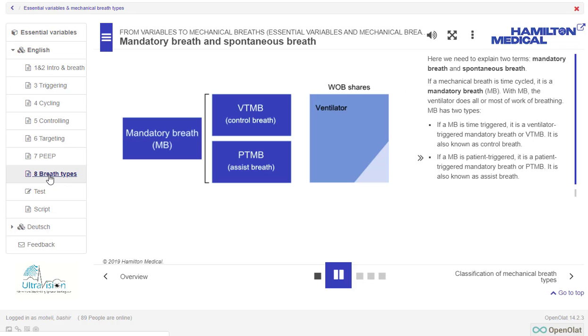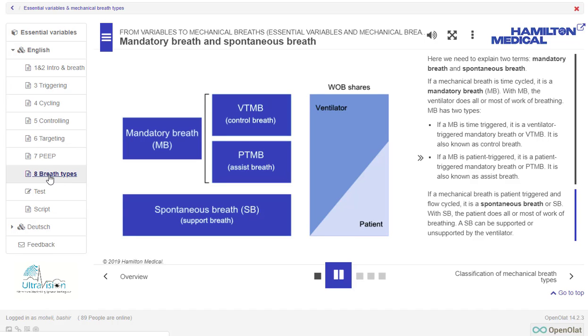Here we need to explain 2 terms, mandatory breath and spontaneous breath. If a mechanical breath is time-cycled, it is a mandatory breath, MB. With MB, the ventilator does all or most of work of breathing. MB has 2 types. If a MB is time-triggered, it is a ventilator-triggered mandatory breath or VTMB. It is also known as control breath. If a MB is patient-triggered, it is a patient-triggered mandatory breath or PTMB. It is also known as assist breath.